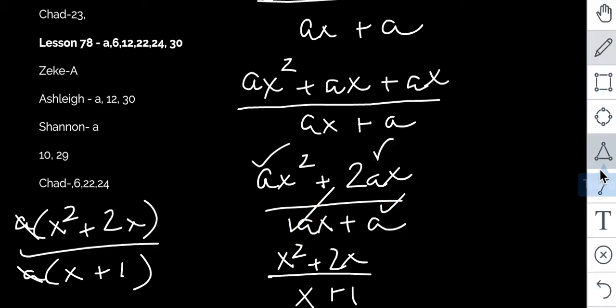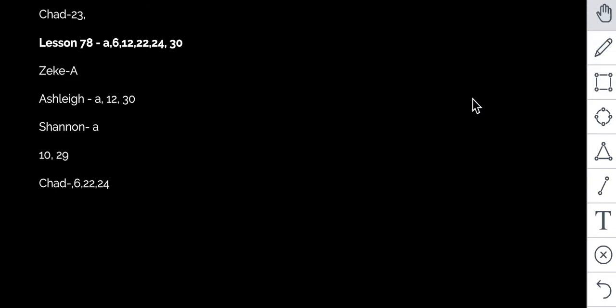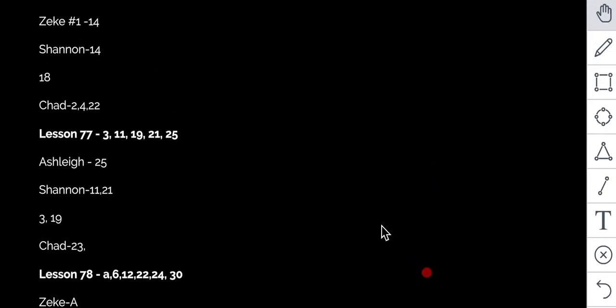Okay, and we have one last one for this one, which is number 22. Let me see what it is. Okay, Chad, I'll do this one for you. I wasn't going to, but I know. So we have 5, and it's 25 root 5.